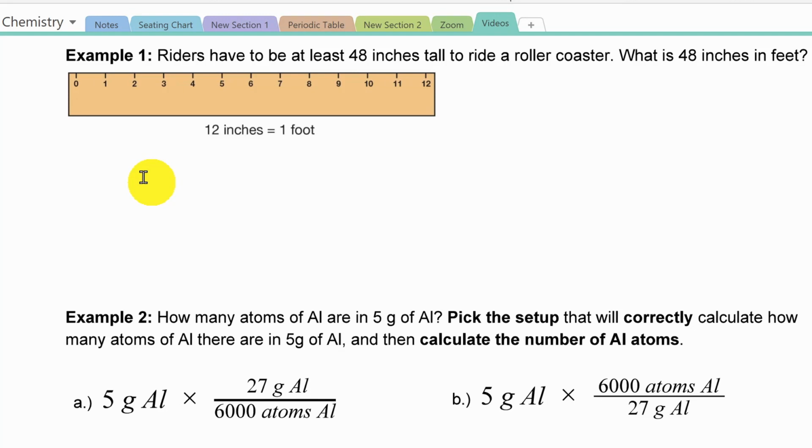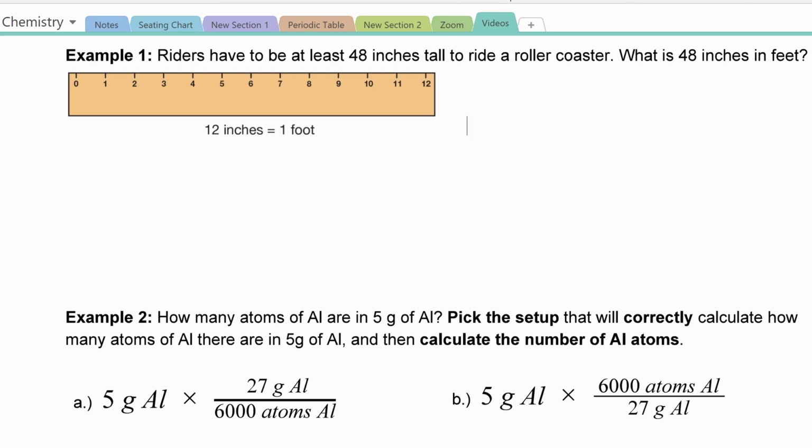This lesson will be about dimensional analysis. Oftentimes, we are given a value expressed in terms of one unit that we want in the form of another unit. For instance, this problem states that riders have to be at least 48 inches tall to ride a roller coaster. What is 48 inches in feet?